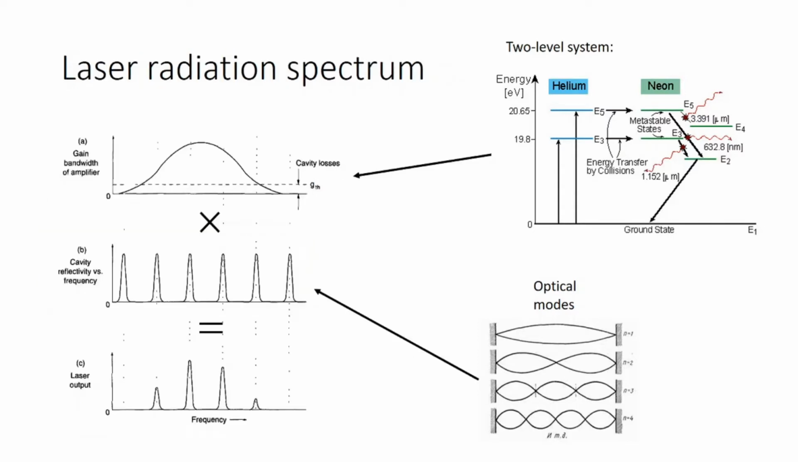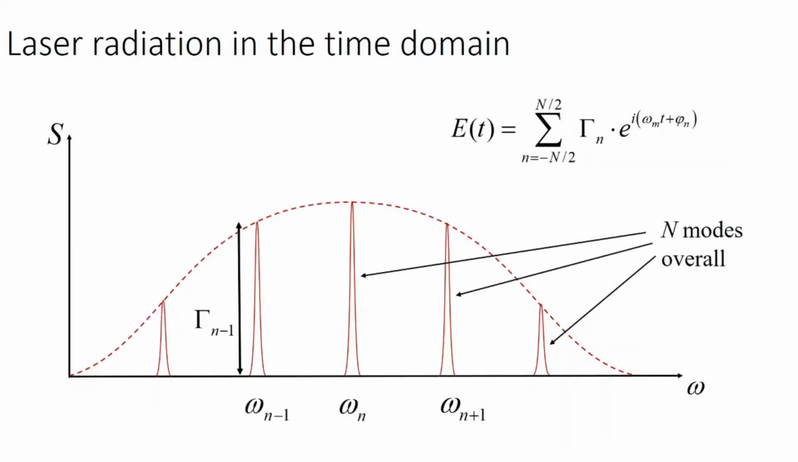This way, the radiation spectrum of a laser will be composed of a broad emission band of the gain medium and a series of narrow peaks corresponding to the longitudinal modes of the optical cavity. In a time domain, we can present this radiation as a sum of terms corresponding to individual optical modes. Each of these modes has its own amplitude given by the curvature of the gain medium spectrum and its own frequency corresponding to the mode number.